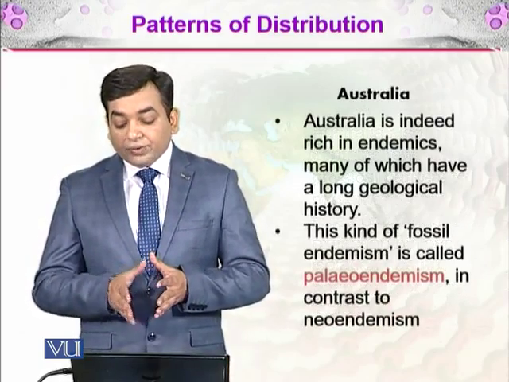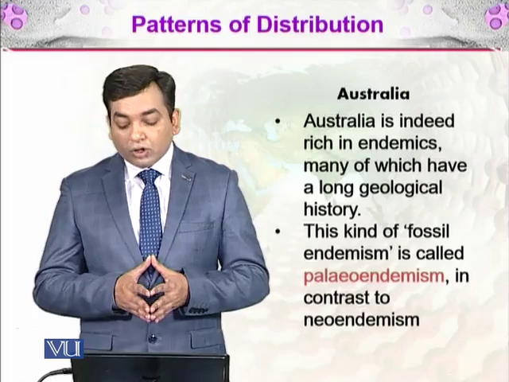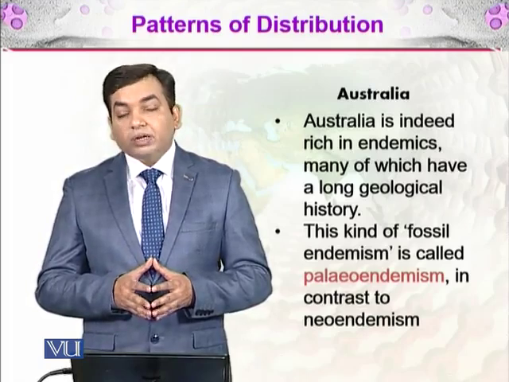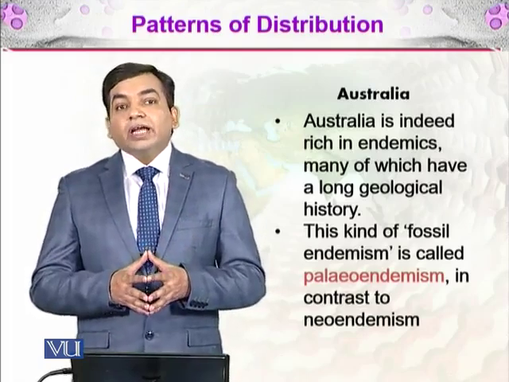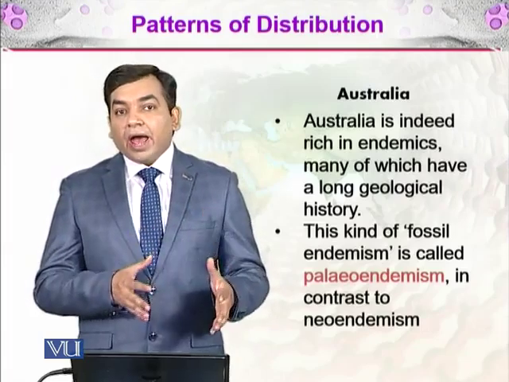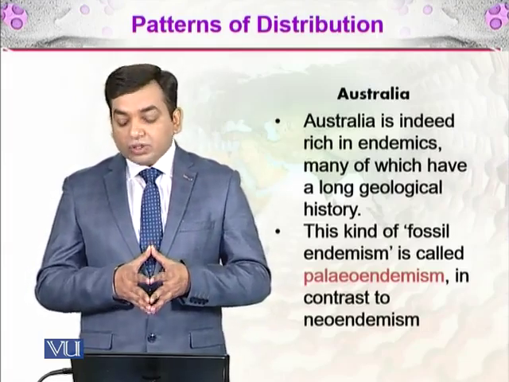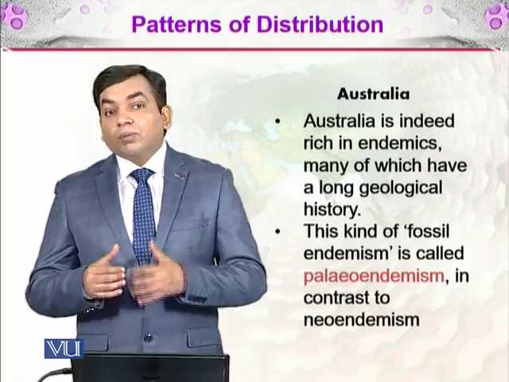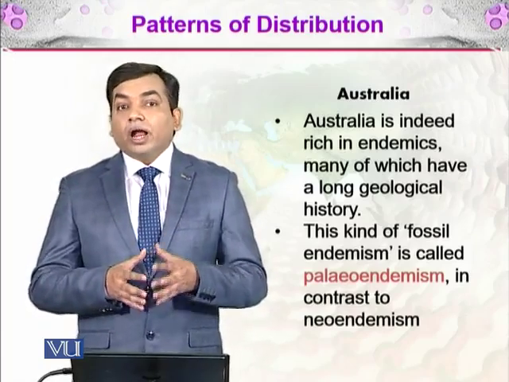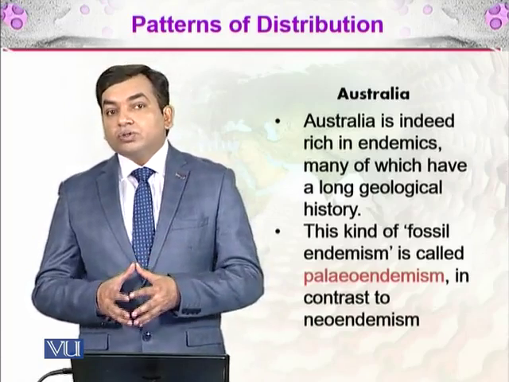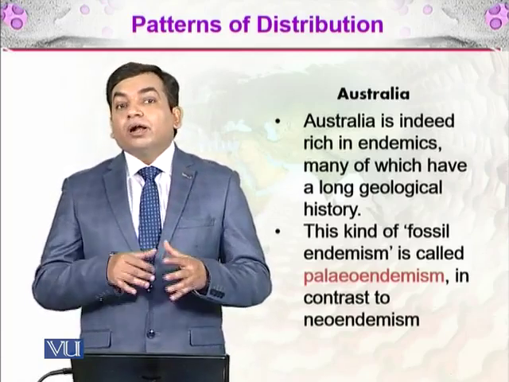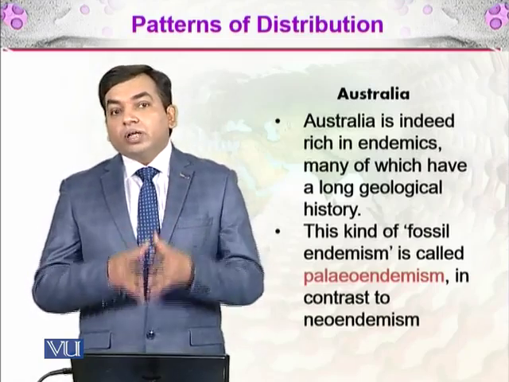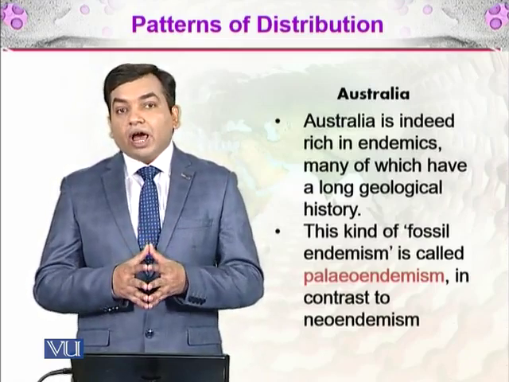Australia is indeed rich in endemics, many of which have a long geological history. This kind of fossil endemism is called paleoendemism. If you want to see ancient organisms, how they evolved in a particular area, that is called paleoendemism. In contrast, there is neo-endemism, which means that you bring some species to an area where they were not endemic, but once you got those species there, in the rest of the world those species went extinct, and they are found only there. Now, these species are called neo-endemic to that area.